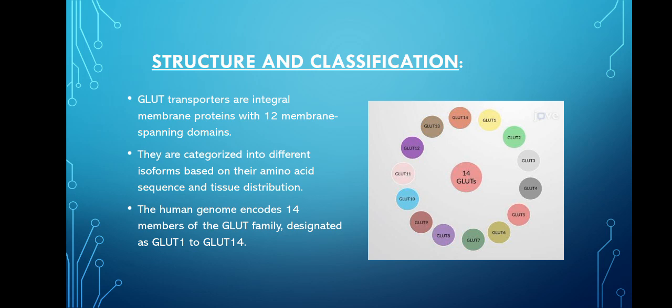GLUT transporters are integral membrane proteins with 12 membrane-spanning domains. They are categorized into different isoforms based on their amino acid sequence and tissue distribution. The human genome encodes 14 members of the GLUT family, designated as GLUT1 to GLUT14.